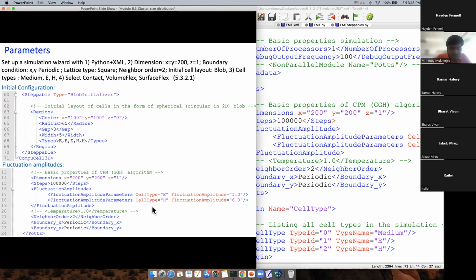So here I choose 1 for the epithelial cell and a higher number, 6, for the hybrid cell. That obviously depends on how you choose the contact energy term. But for this parameter space, let's choose 1 and 6 for the two kinds of cell. And don't forget to comment out the default temperature term.